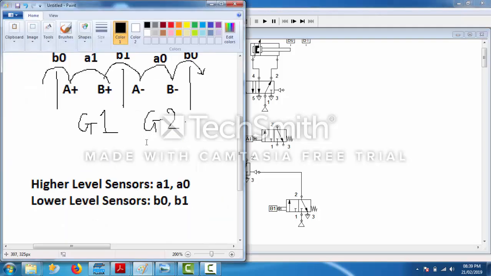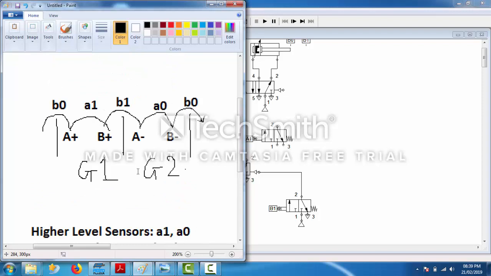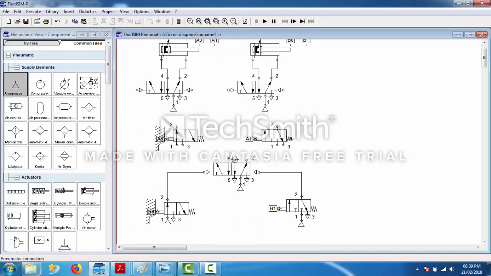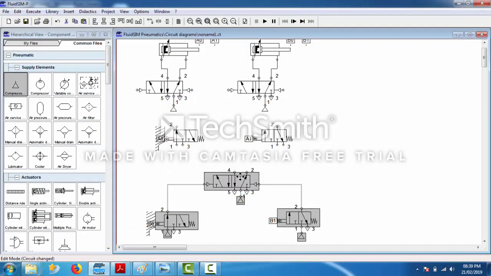Now we will have a look at this again. See what B0's function is. B0 is just used to switch the groups. As soon as the group is switched from group 2, it is going to group 1. What is happening? A plus. There is nothing in between. As soon as the group is changed, what is happening? A plus. So directly the left side output should be connected to A plus.